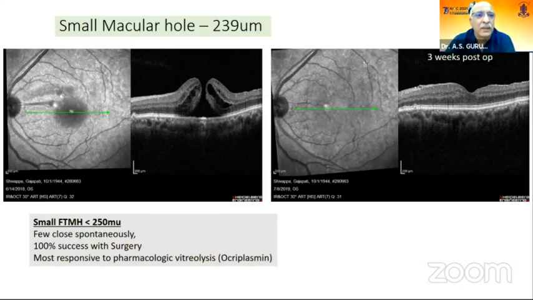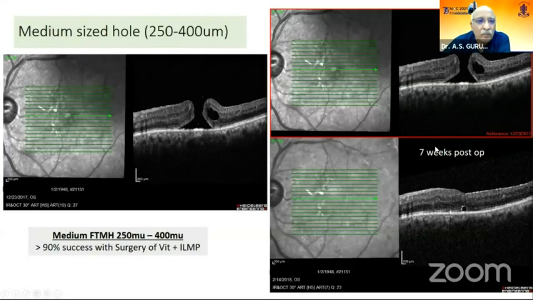Thanks. Is it audible better? So a small macular hole, this is an example. A patient, actually an ophthalmologist's father, came with this picture. This is 239 microns, and sometimes these can close spontaneously. 100% successful surgery is usually recorded in these patients when done properly. And at the time when pharmacological vitreolysis was in practice, that is ocriplasmin, for example, these types of holes were very responsive, and this is the post-operative picture of this patient.